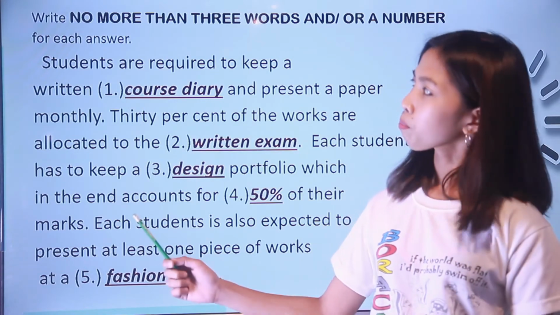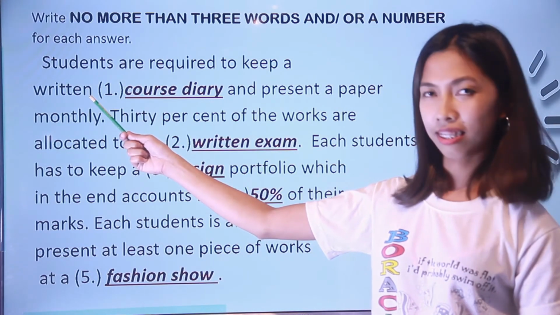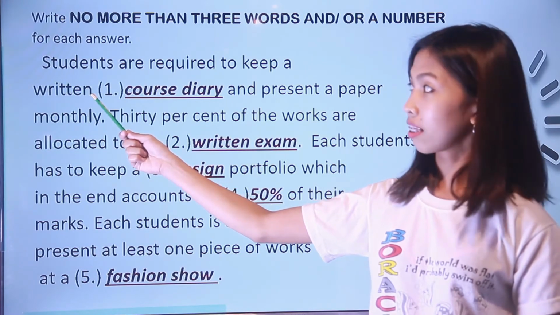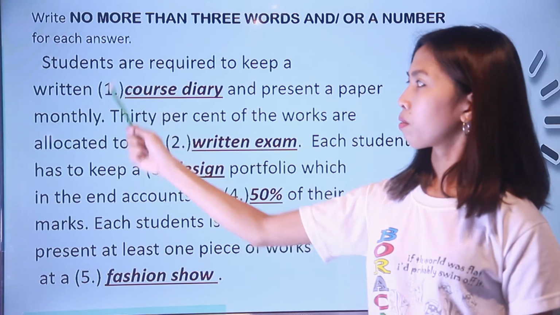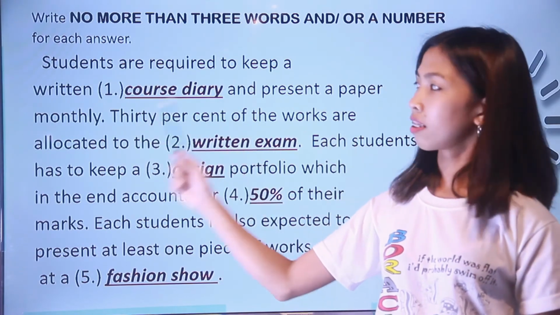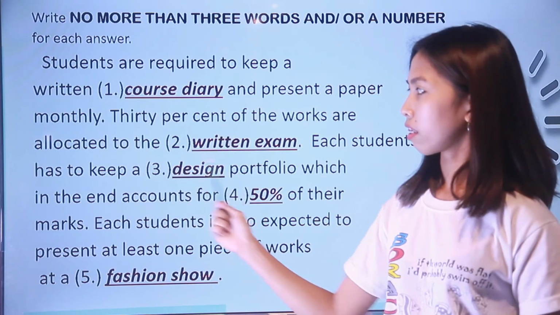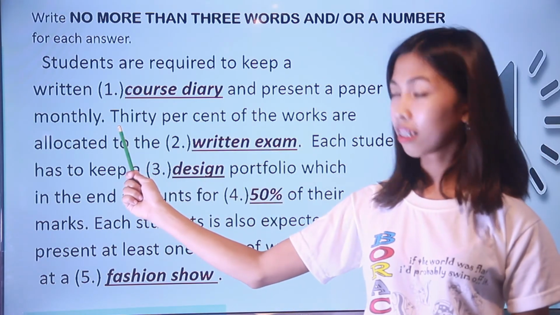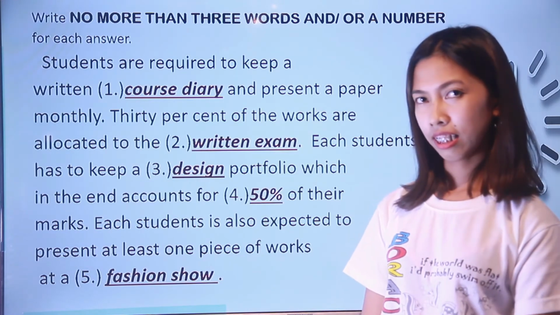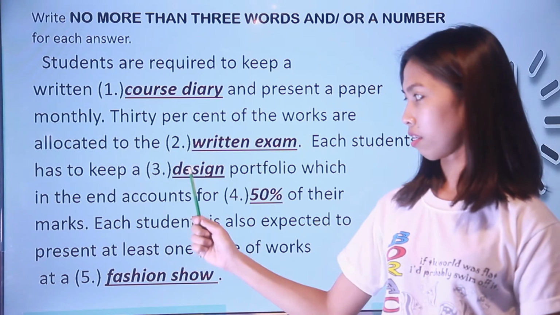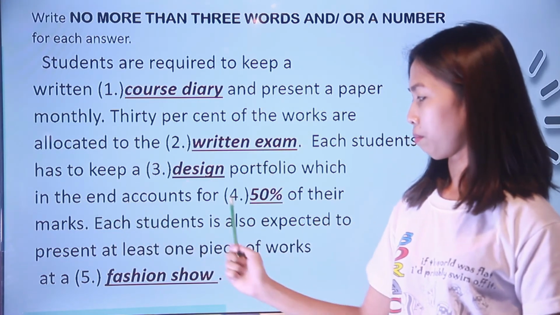What about the assessment for the distance learning? I take it that it's the same as for the other program? Let me see. Each month you are expected to keep a written course diary and to present a seminar paper, and at the very end of the course there will be a written exam which will account for 30% of the total marks. What about the coursework? How much does it account for? The design portfolio, which you need to present at the end, accounts for 50%.